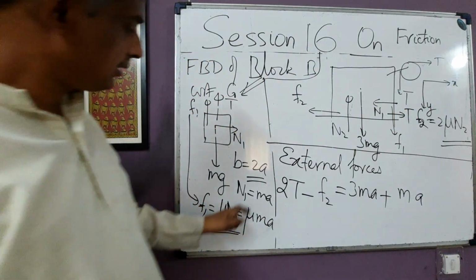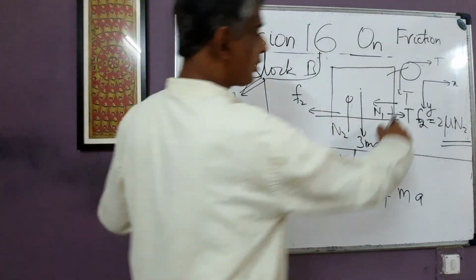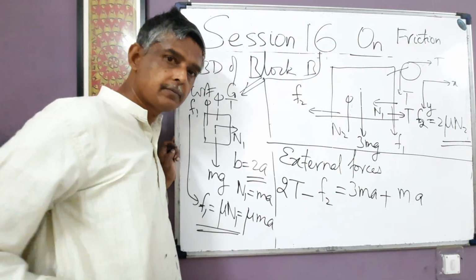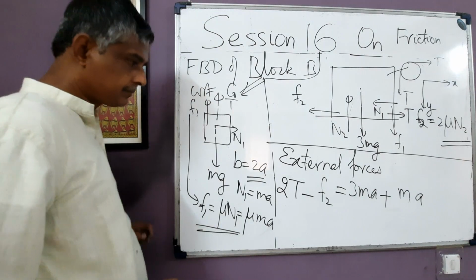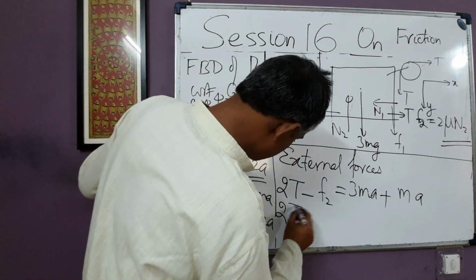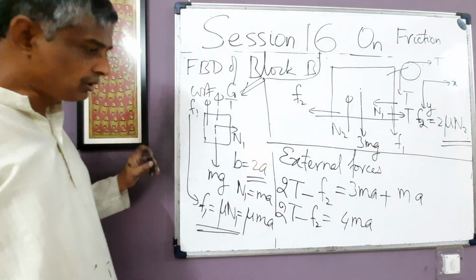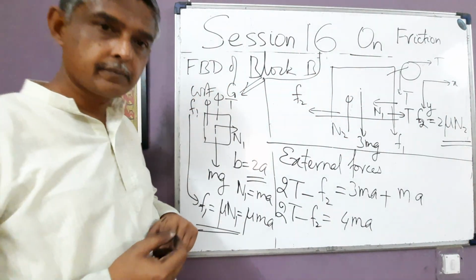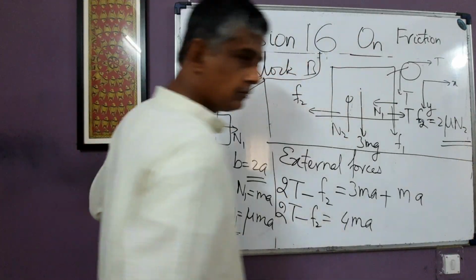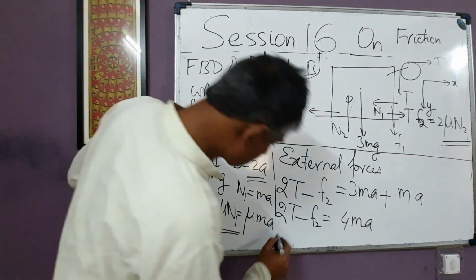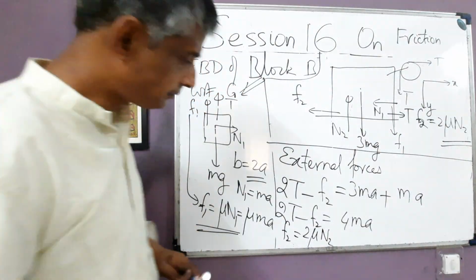When I calculated the horizontal acceleration of this block B, it was simply A rightward. So 2T minus F2 is equal to 3ma plus ma. So 2T minus F2 equals how much? 4ma. Now, what is F2? F2 is 2 mu N2.